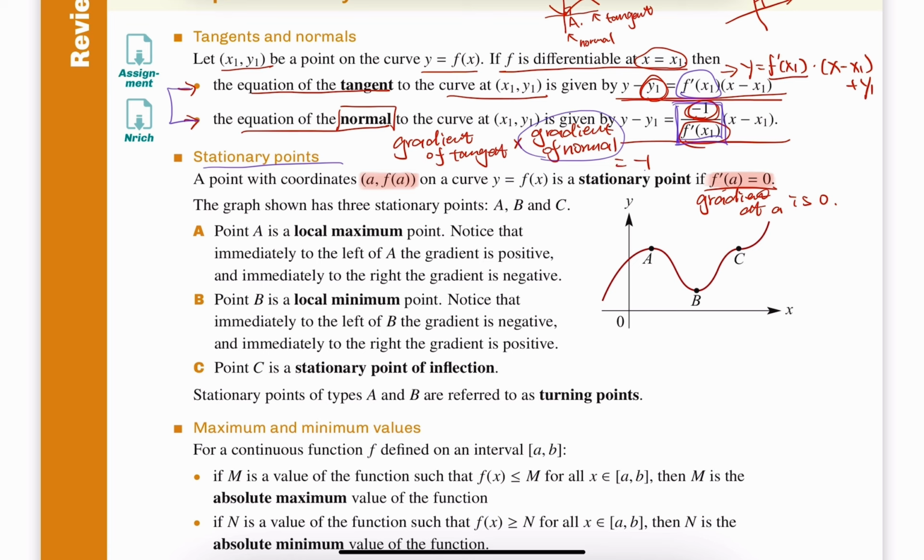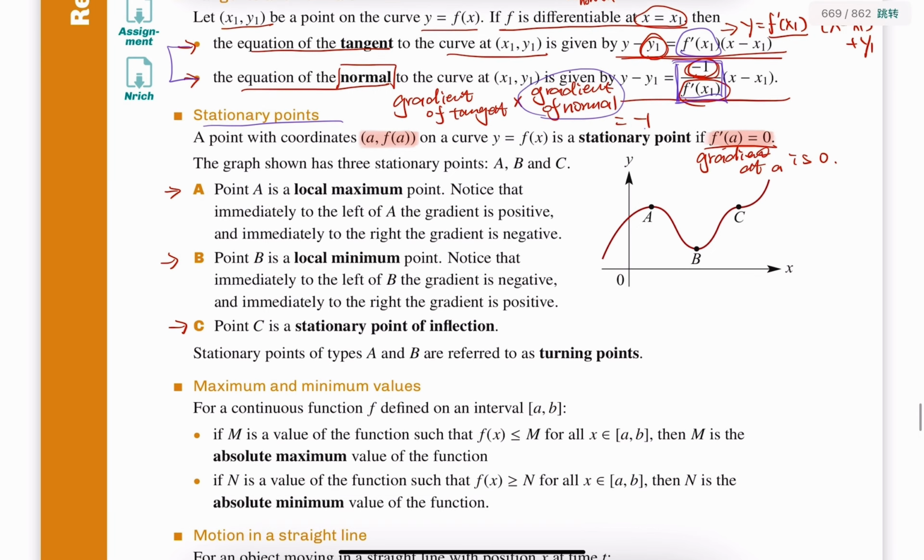Okay, there are some types of stationary points, which we can call local max, local min, and stationary point of inflection. This one is very different from the previous two. So let's talk about local max first. Local max is just like maximum, but locally maximum. Let's look at this graph over here.